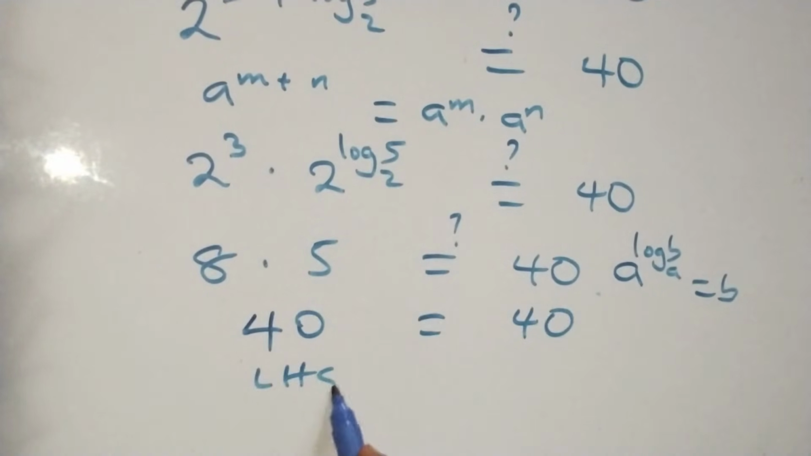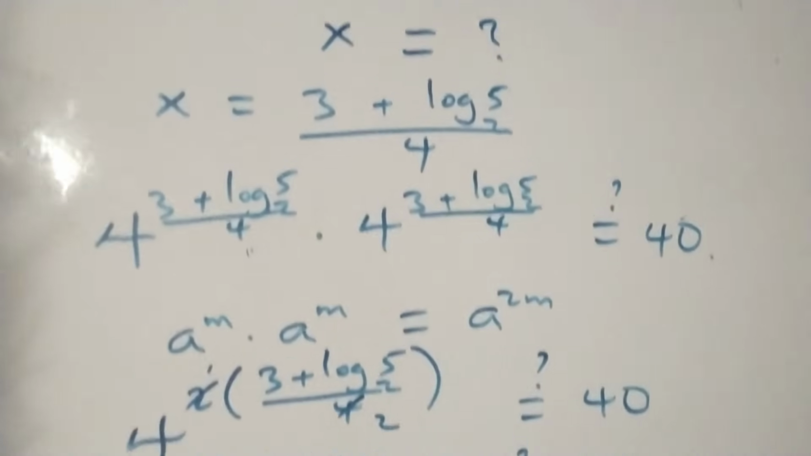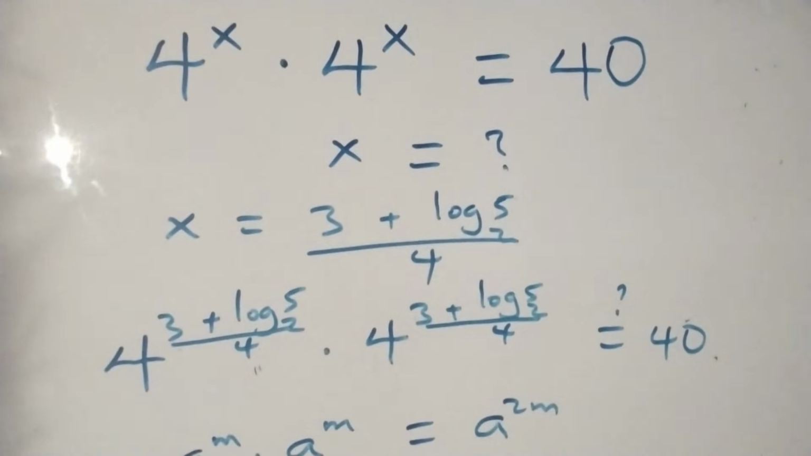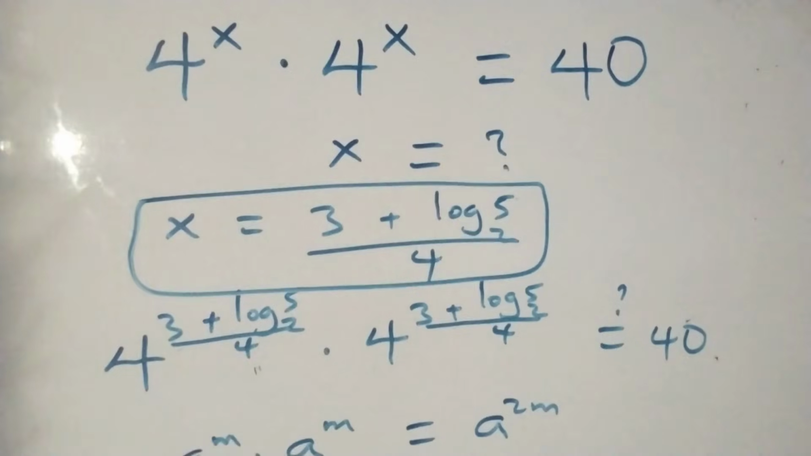Left hand side equals the right hand side, and therefore we conclude that x equals 3 plus log 5 base 2 all over 4 satisfies this given problem.